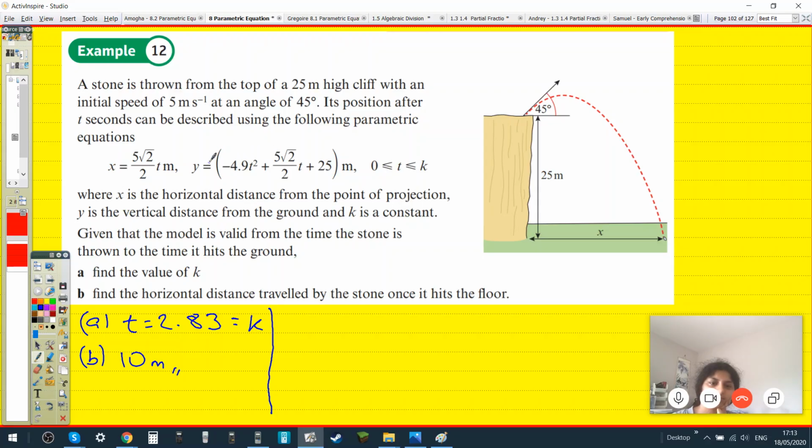So when y is 0, you should get a positive and negative number. And you gave me the positive one? Yeah. Obviously, time can't be negative. And so you got 2.83, was it? Yeah. So, all right. And then you just sub that in there. Maybe it is that easy.